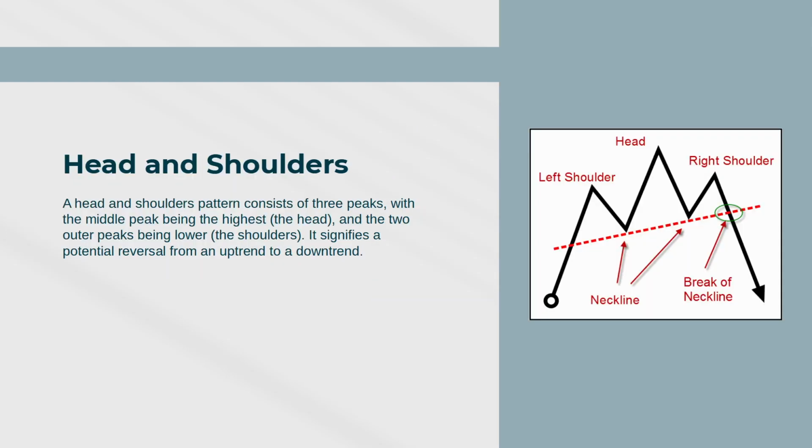Head and shoulders. A head and shoulders pattern consists of 3 peaks, with the middle peak being the highest, the head, and the 2 outer peaks being lower, the shoulders. It signifies a potential reversal from an uptrend to a downtrend.